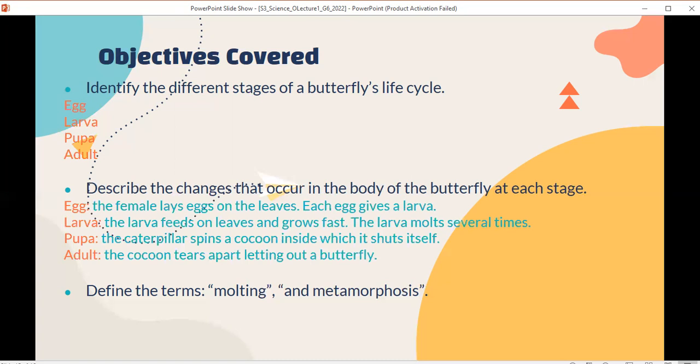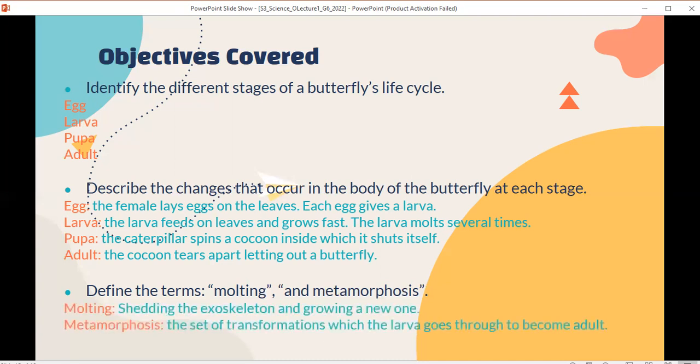And during the pupa stage, the caterpillar sheds or molts for the last time. It removes its exoskeleton for the last time, and the insect spins a cocoon or a chrysalis around itself. And when the insect is ready, it leaves its cocoon and becomes an adult insect.